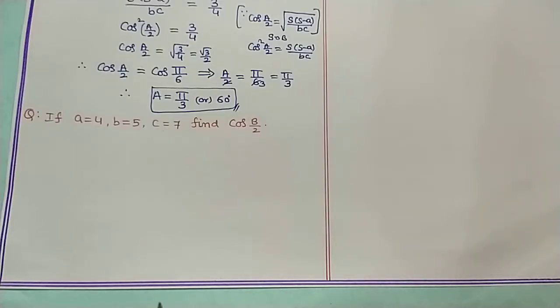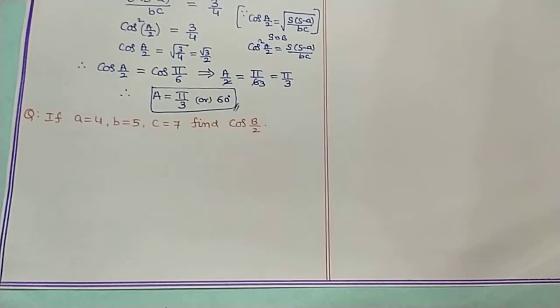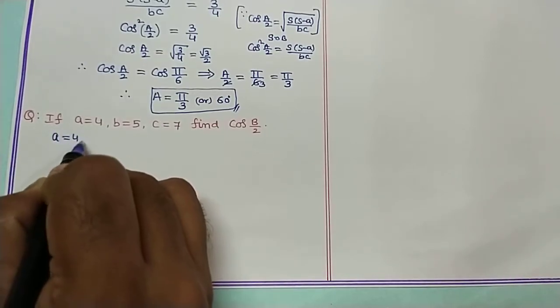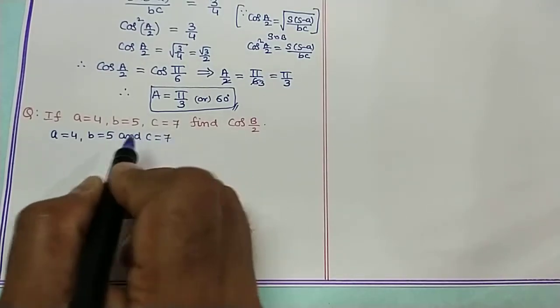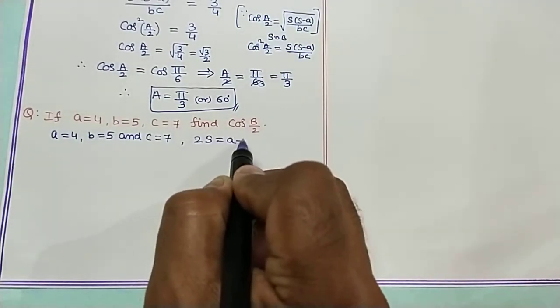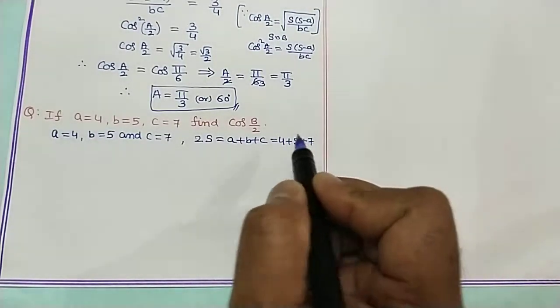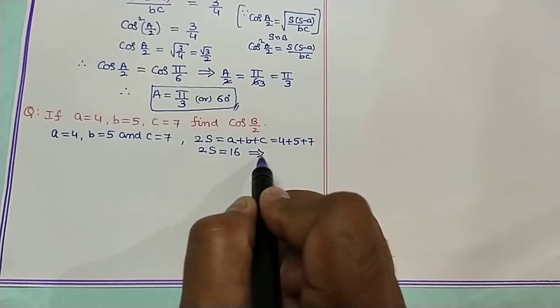Next question. If A equal to 4, B equal to 5, C equal to 7, then find cos B by 2. Direct question. If you know the formula, you are able to attempt the question. Cos B by 2. Given A equal to 4, B equal to 5 and C equal to 7. Whenever you know ABC values, then we have 2S is equal to A plus B plus C. Now substitute the respective values: 4 plus 5 plus 7, 2S equal to 9 plus 7 is 16. That implies that S is equal to 8.